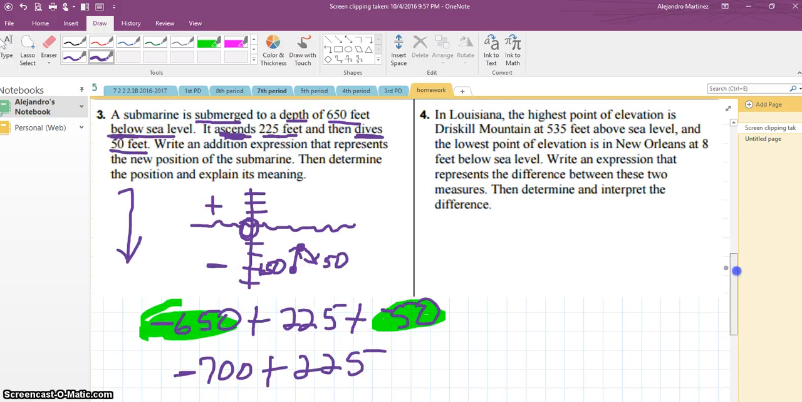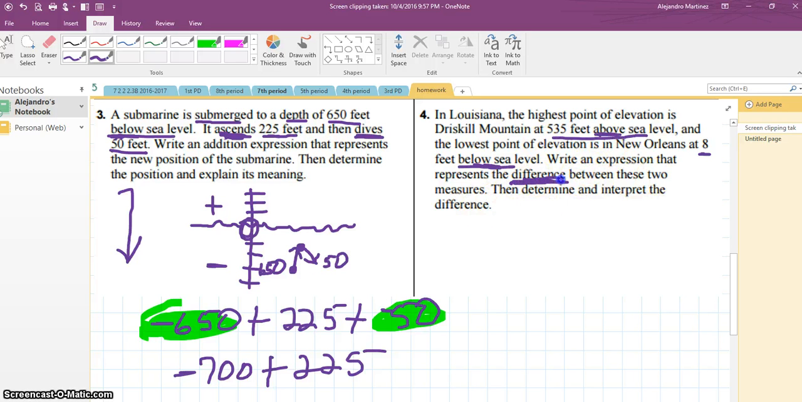Look at number 4. In Louisiana, the highest point of the elevation is Driscoll Mountain at 535 feet above sea level. Look at that word above. And the lowest point of the elevation is in New Orleans at 8 feet below sea level. Write an expression that represents the difference. Look at that word difference, la diferencia, between the two measures.